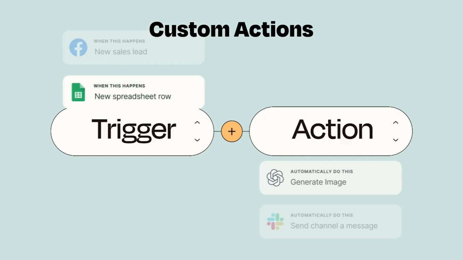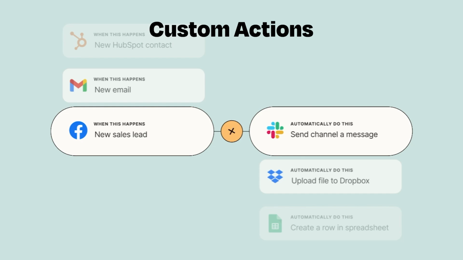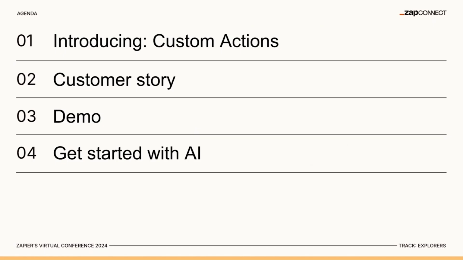I'm Lisa Orr. I'm a product manager here at Zapier. I've been working on this really cool tool called Custom Actions, and I'm so excited to share it with you. So let's dive in. We're first going to talk about Custom Actions, the star of the show, take you through a really great customer story, and show you how it all works with a demo, and then tell you how you can get started building custom actions with AI.